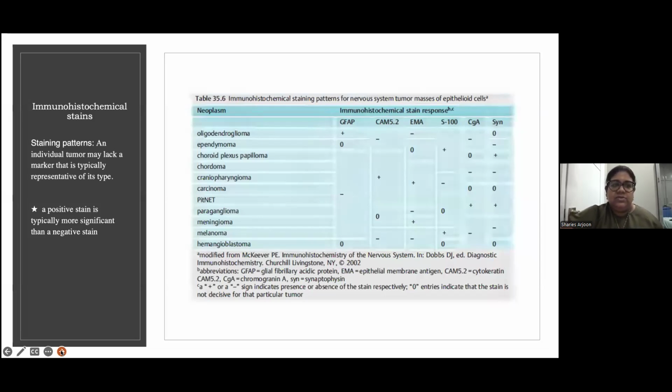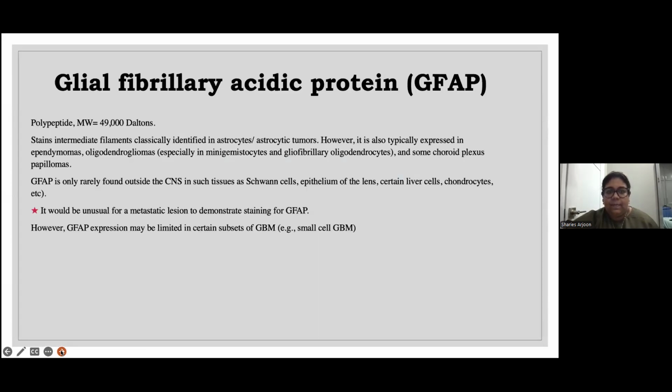This table shows the immunohistochemical stains and the staining patterns. An individual tumor may lack a marker that is typically representative of its type. However, a positive stain is typically more significant than a negative stain. So glial fibrillary acidic protein, or GFAP, is a polypeptide, and it would be unusual for a metastatic lesion to demonstrate staining for GFAP. However, GFAP expression may be limited to certain subsets of GBMs.